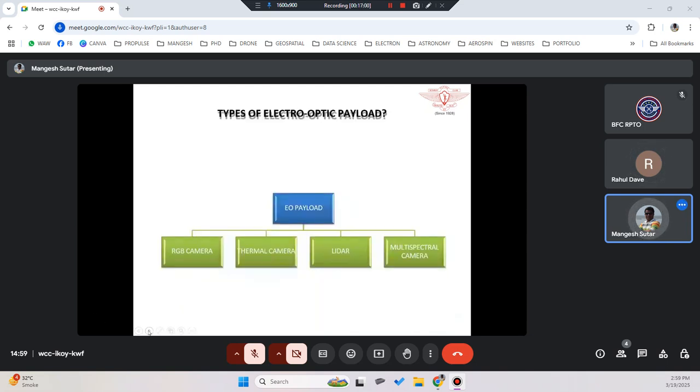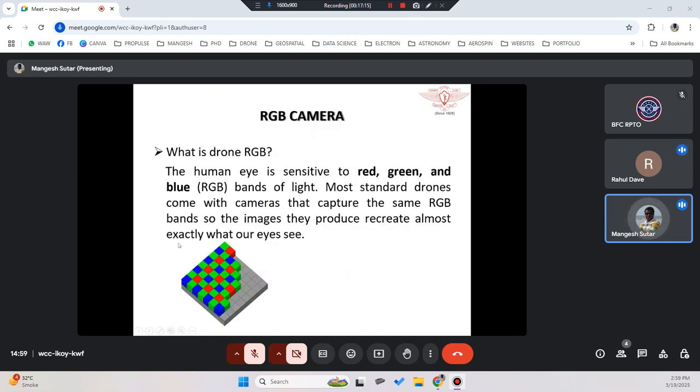Okay, so what are the types of electro-optic payloads? It could be an RGB camera, a thermal camera, a LiDAR, or multispectral or hyperspectral cameras also. So what is an RGB camera? RGB is red, green, blue. As our human eye is sensitive to the red, green, and blue bands of light, most standard drones come with a camera that captures the same RGB band. So the image they produce recreates almost exactly what our eye sees. It's the same as the camera we have on a mobile. A similar camera is there on the drones, so it captures what we are seeing through our eyes.